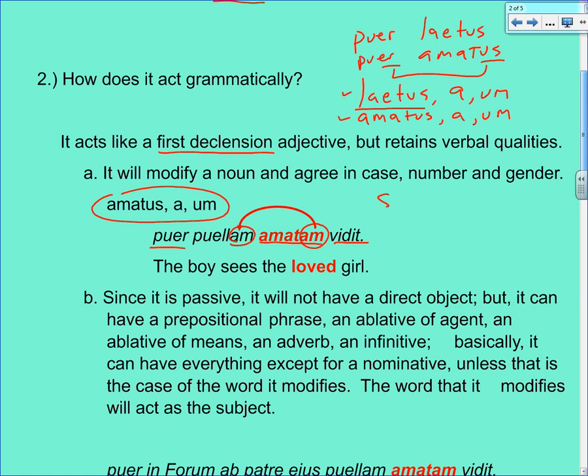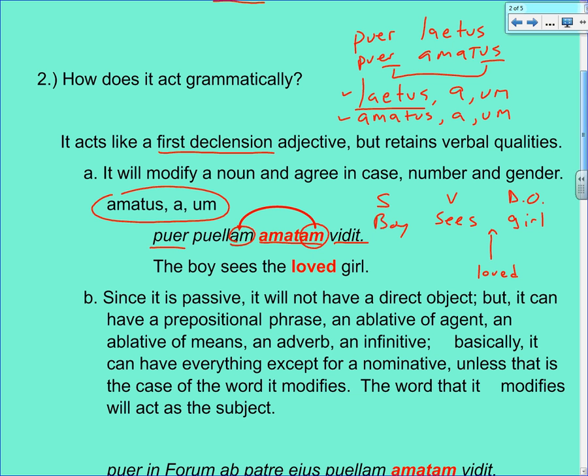So when I translate it, it's subject, verb, and direct object. I'm going to get subject is boy. I'm going to get verb, which is sees. I'm going to get direct object is girl. Just like an adjective goes right here, if it's a happy girl, sad girl, whatever, I'm just going to put loved. The boy sees the loved girl.